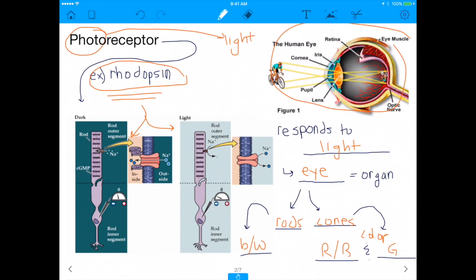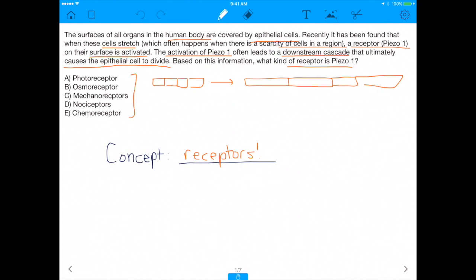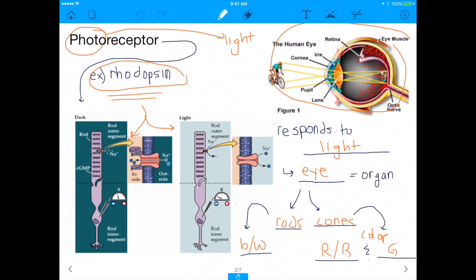In our problem, however, notice that the photoreceptors had nothing to do with the overall epithelial cell stretching. So A is probably not the right answer. But again, let's keep going down the list and see what is the right answer.